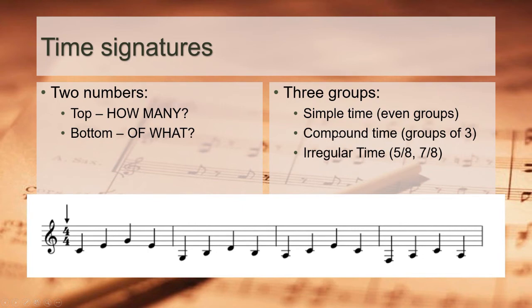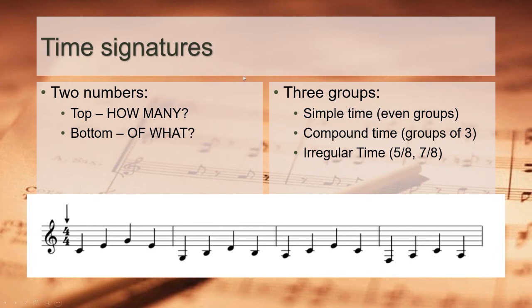In compound time, you would get 3 notes per beat, so there will be 1, 2, 3, and that would form your first beat. And then again 1, 2, 3, and that will form your second beat. 1, 2, 3, that'll form your third beat, and 1, 2, 3 would form your fourth beat. Now these I'm not going to look at now because they're quite difficult to read in the beginning as they work with triplets effectively. And then the other type of time that I'm not even going to touch is irregular time, and that is times like 5/8 or 7/8.